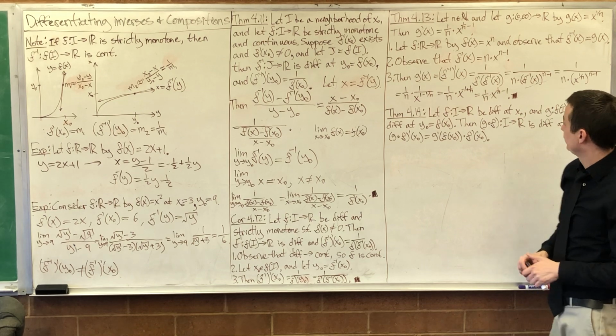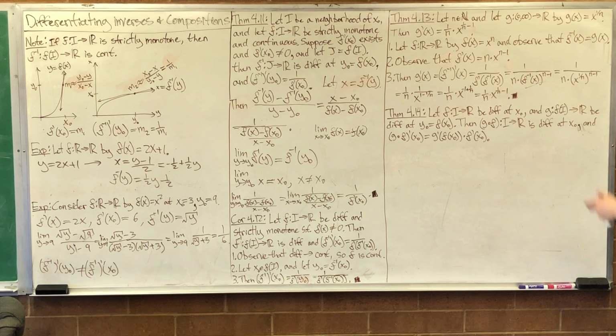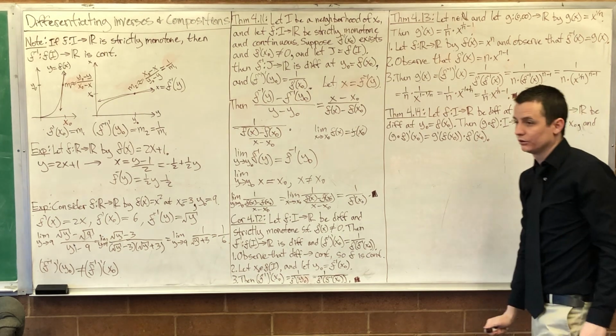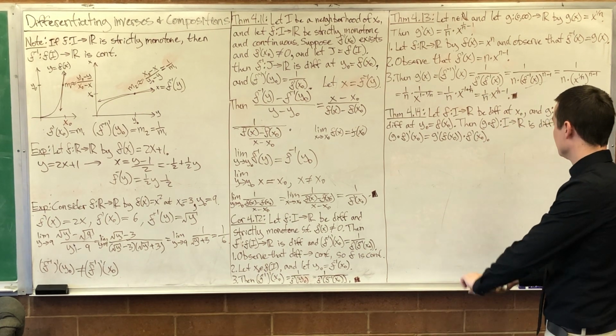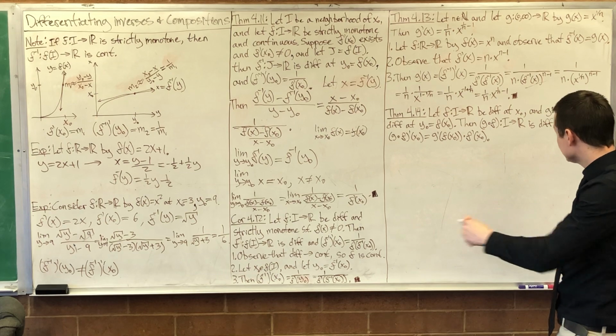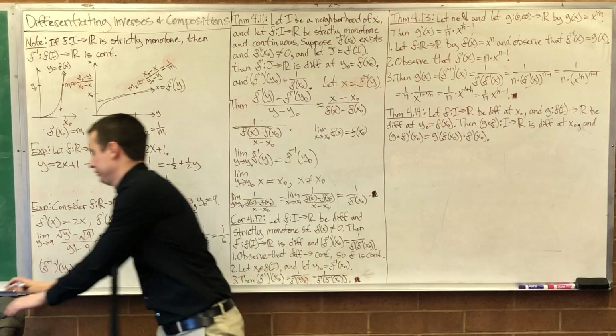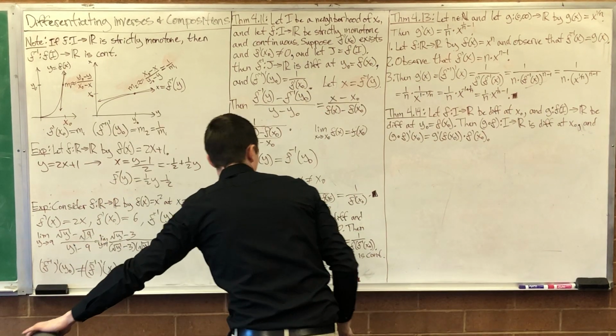Alright. Next proof. Let's see what we're proving now. Oh, now we're proving the chain rule. So that was everything with inverse functions. Now we're going to do how we take the derivative of function composition. We'll do an example of this to see that it works, and then we'll actually prove it.